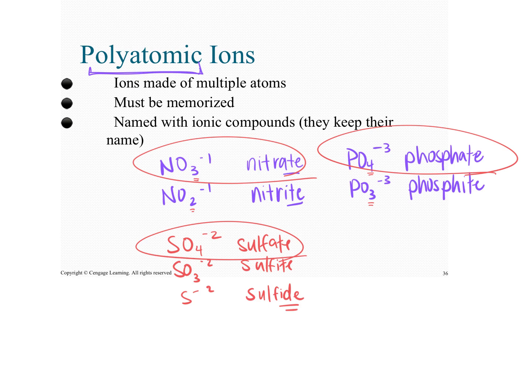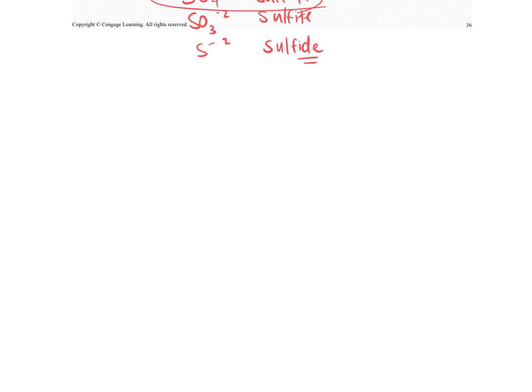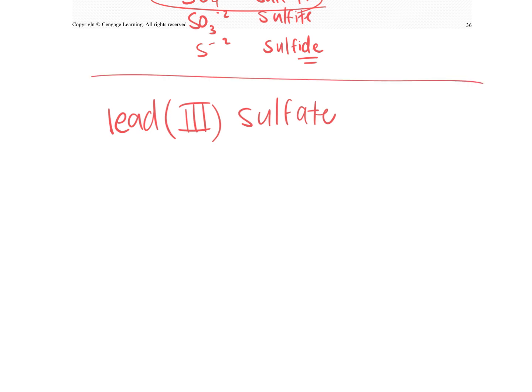So let's see here. I'm going to clear this, or give me some room here. Okay, what if I have lead 3 sulfate? Let's figure out what is the chemical formula for lead 3 sulfate. First, you got to find where lead is. Do you know what lead's atomic symbol is? It's Pb, right? And it's in group 4.